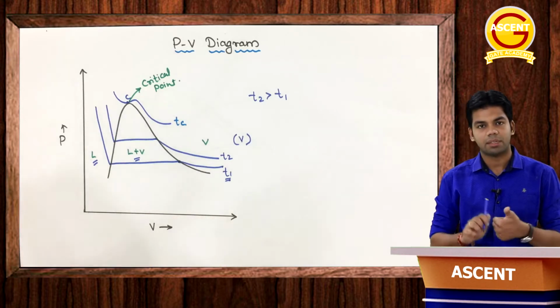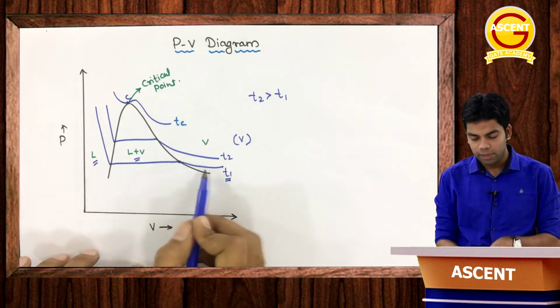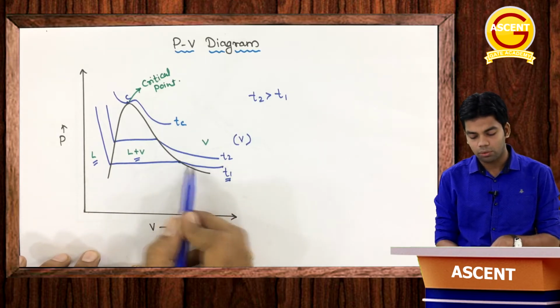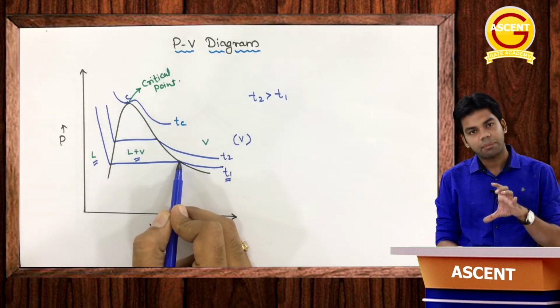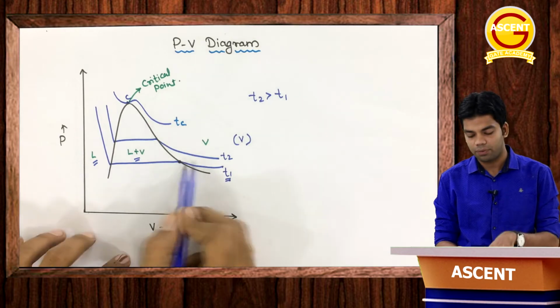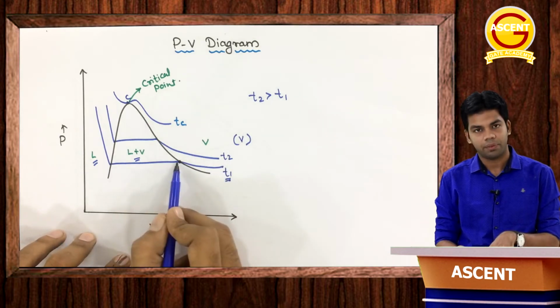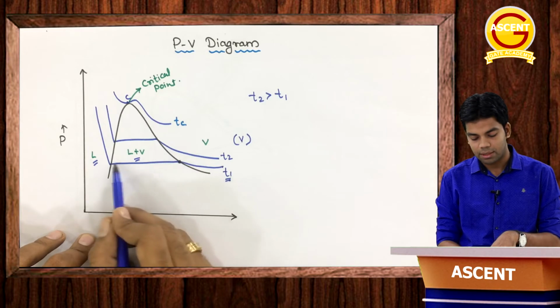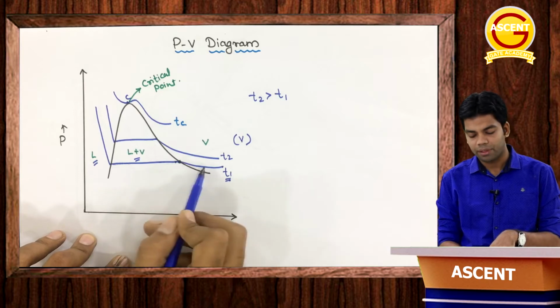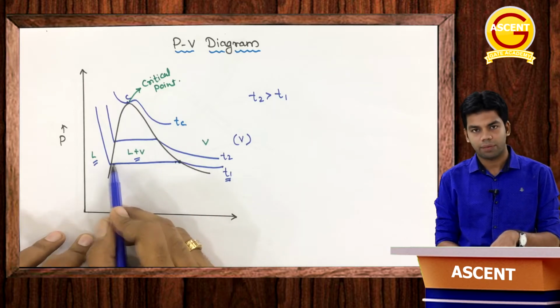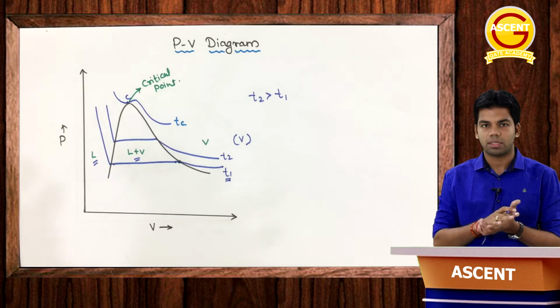That means if I am keeping the temperature constant and decreasing the volume, up to a certain point the pressure will increase. Then if I decrease the volume further, the phase will start changing. The vapor will be converted to liquid, and at this liquid-vapor phase, obviously the pressure will remain constant. The vapor is getting converted to liquid as I am decreasing the volume continuously.